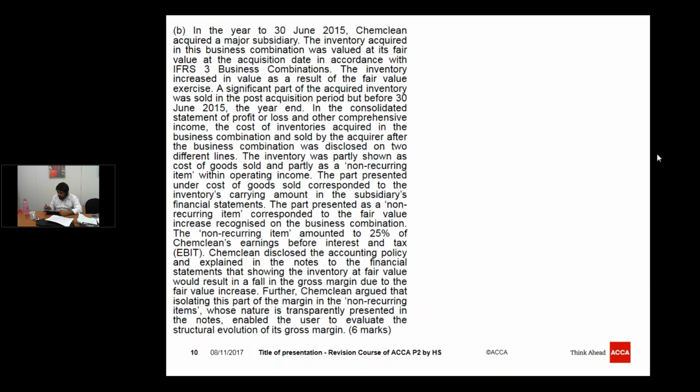Yes, this is part B. In the year 30th June 2015, ChemClean acquired a major subsidiary. Now the business combination. The inventory acquired in this business combination was valued at its fair value at the date of the acquisition. So the inventory is valued at the fair value.